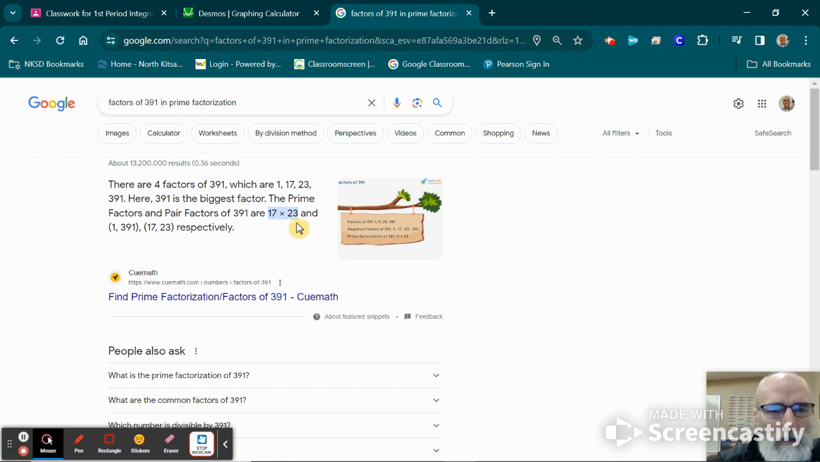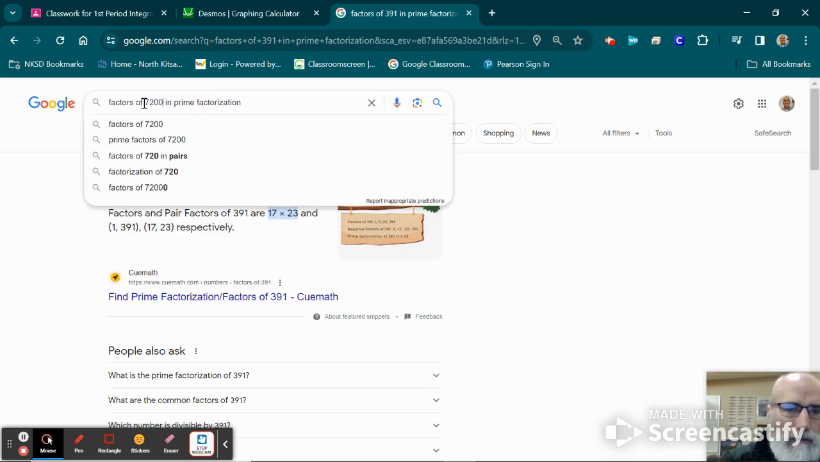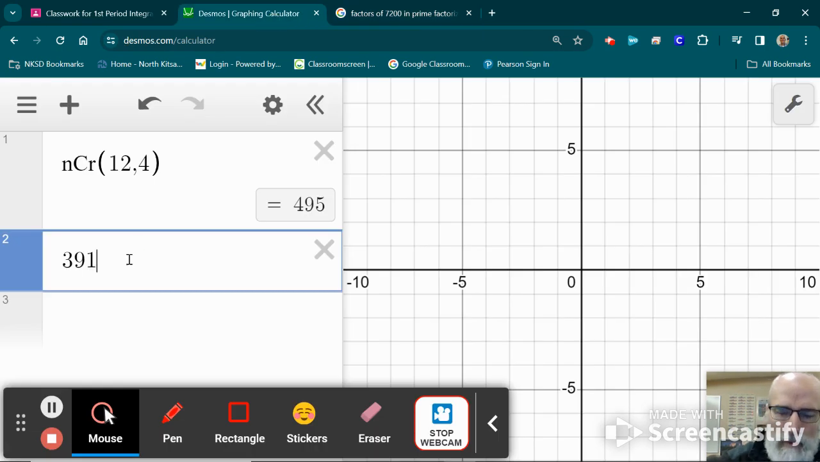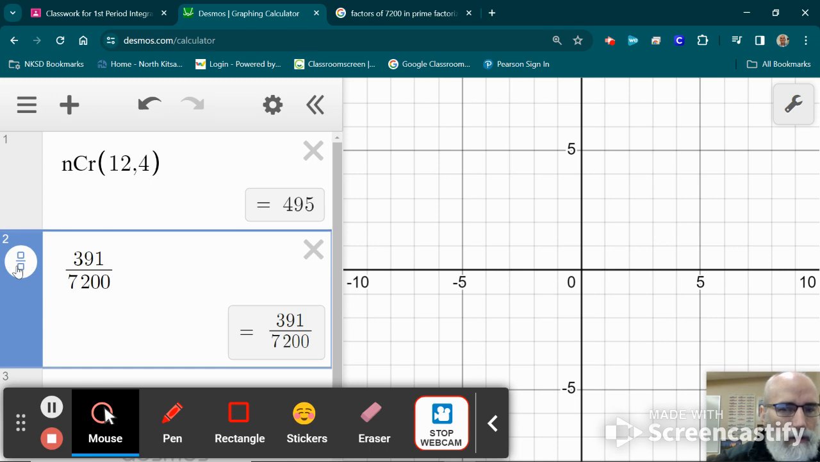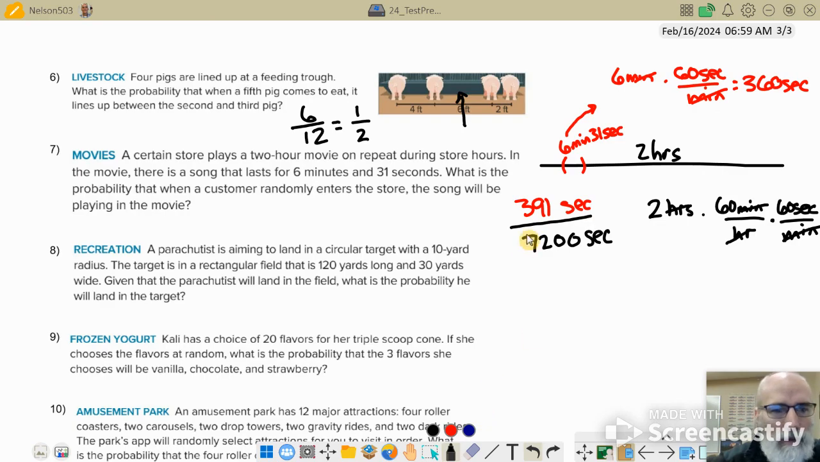And then they said, what are the factors of 7,200? So what are the factors of 7,200? And they were trying to figure out if 17 and 23 were factors in there. And they're not, because the factors of 7,200 are 2s, 3s, and 5s. So anyways, you could just go 391 divided by 7,200, and you hit the fraction. Oh, this is making me feel like they will reduce. No, it just put it as a fraction over here. That's silly. All right, so that's my answer. I've done the best I can to reduce it.